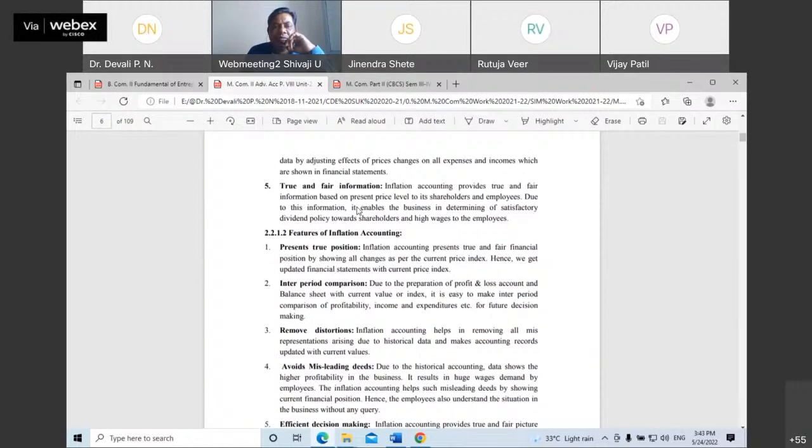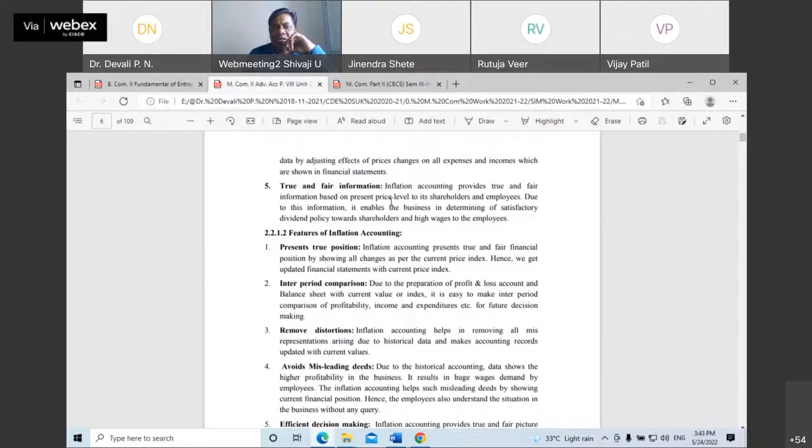True and fair information is one of the objectives of inflation accounting. We are always behind getting this kind of fair information. Why? Because sometimes we have to provide such information to the shareholders and the employees, and sometimes it may be for government purposes. So at that time, we provide true and fair information based on the present price level.